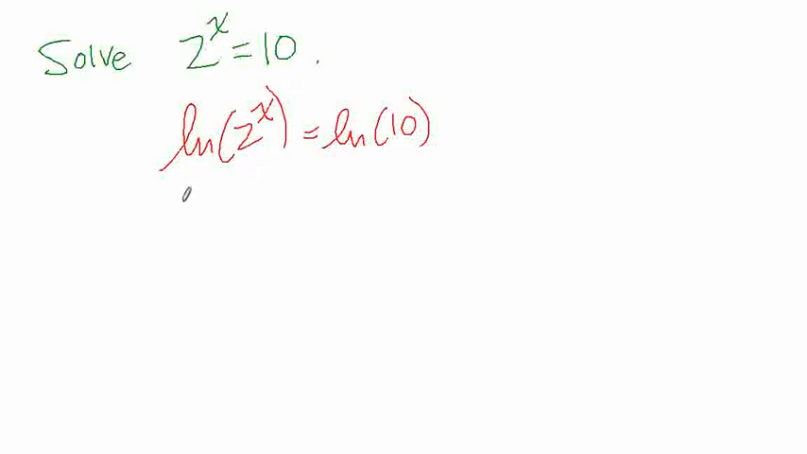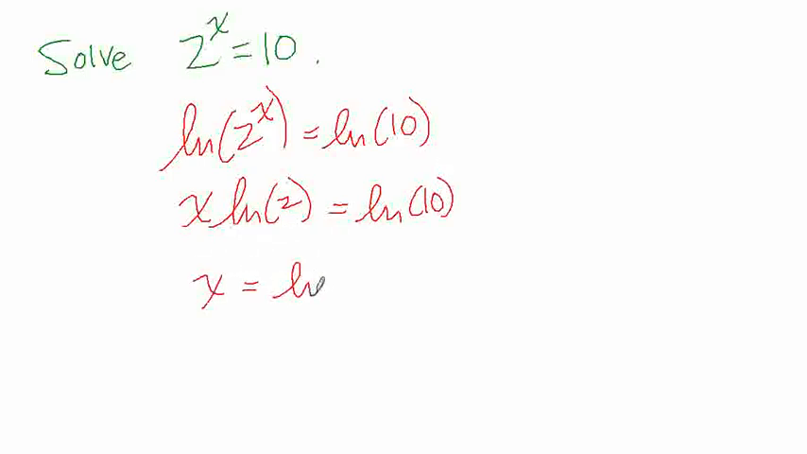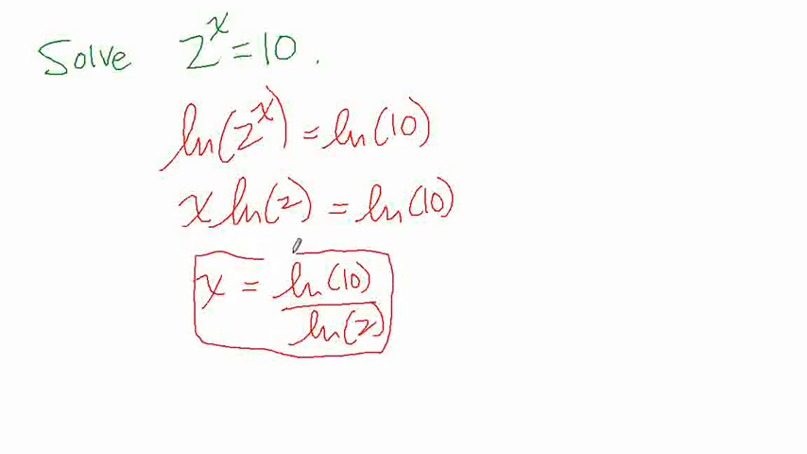Okay, so now let's use the rule for the logarithm of a power that says you can pull the exponent down. So x times ln of 2 is equal to the ln of 10. Now we can solve for x. Okay, it's not a simple answer, it's not a pretty answer, but it is an answer. The log of 10 divided by the log of 2. So these formulas may allow you to solve equations you couldn't solve otherwise. Okay?